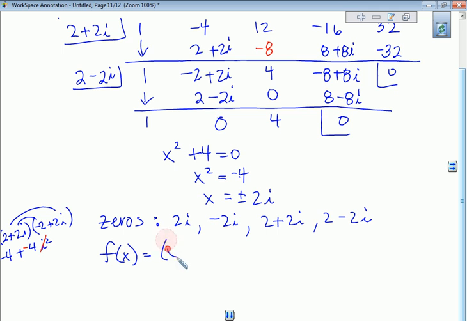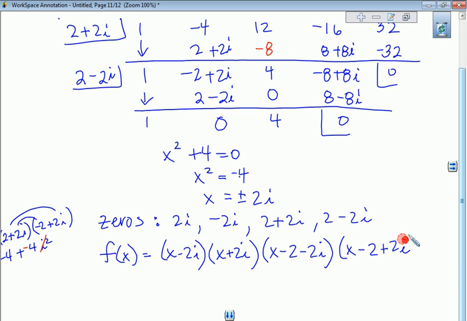Now the complete linear factorization would look something like this. x minus this one, x minus this one, x minus this one. And when I get to multiply that negative through there, because it's minus the whole thing. And then x minus that one. And that's a complete linear factorization.